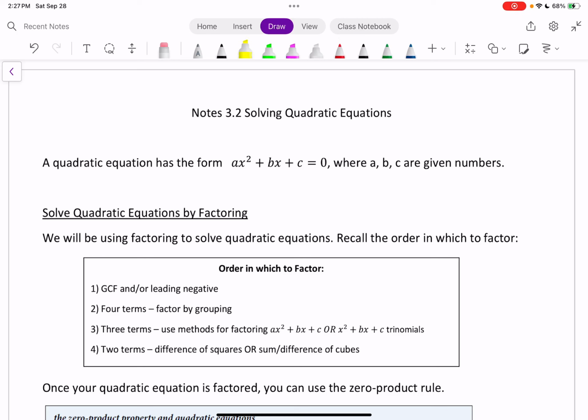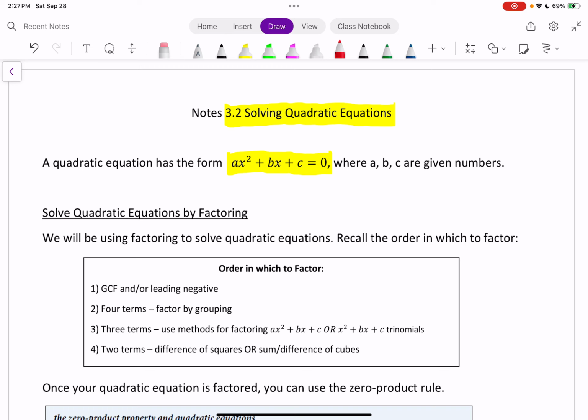All right, class, let's move on to solving quadratic equations. So before we go on to our big sections that we'll cover next on quadratic functions, let's recall how to solve quadratic equations. Okay, so a quadratic equation has the form ax squared plus bx plus c equals 0.